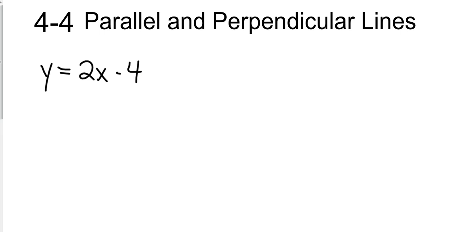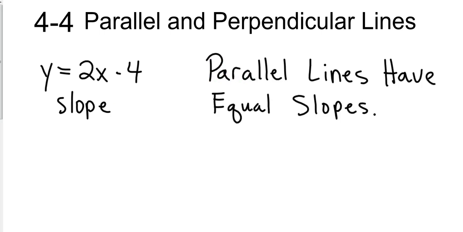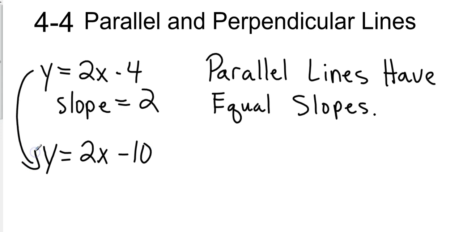This has a slope of 2. And so parallel lines have equal slopes. So with the modern technology there, I sped up the writing just a little bit. Parallel lines have equal slopes. So any line that had a slope of 2 would be parallel to this line. For example, if I had y equals 2x minus 10, then those two lines, because they share the same slope of 2, would be parallel.